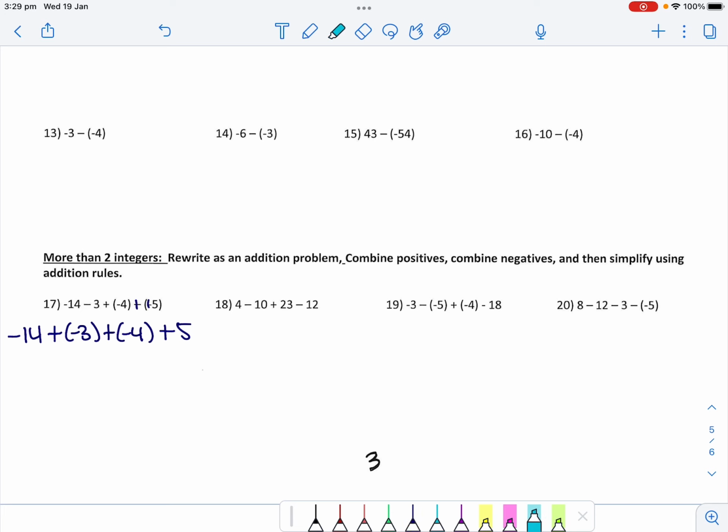And then I can combine my negatives. So these three are negative, and then I'm going to add my positive at the end. So negative 21 plus 5. 21 minus 5 is 16, and the answer should be negative.